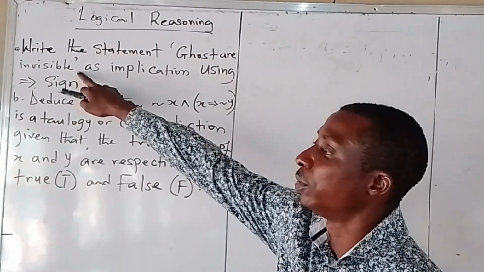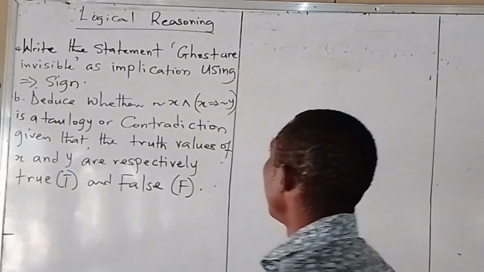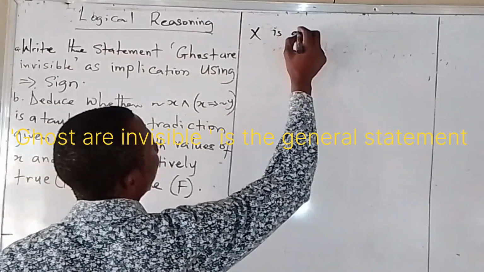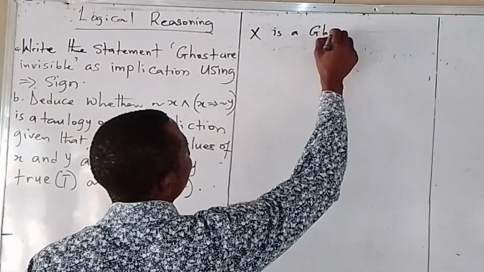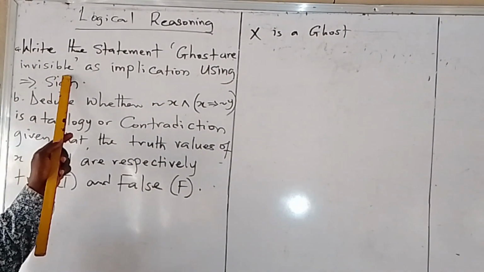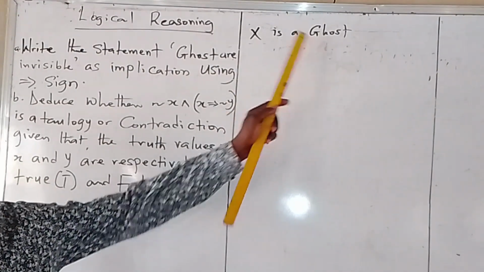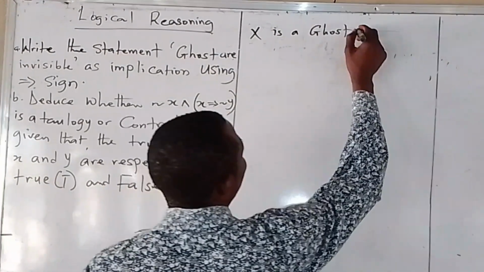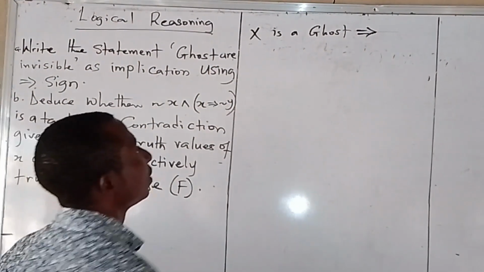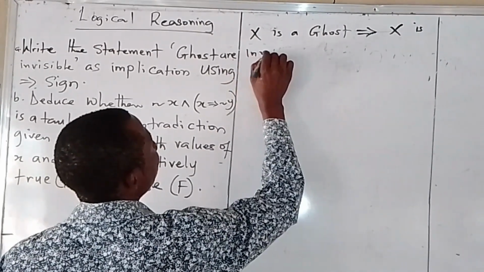Ghosts are invisible. That's the statement. Ghosts are invisible. So I will begin by saying X is a ghost. Now this is a general statement that ghosts are invisible. Now a statement comes, X is a ghost. What does it imply? It implies, using this symbol, that X is invisible.